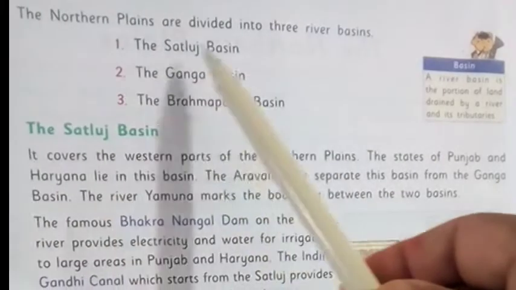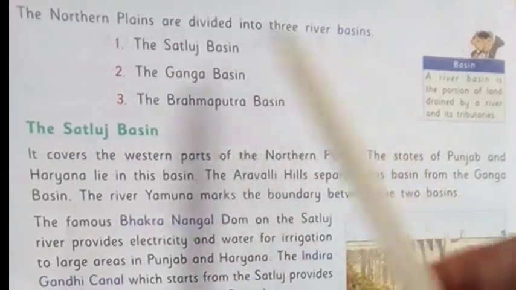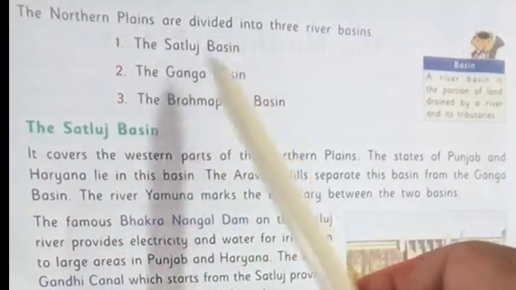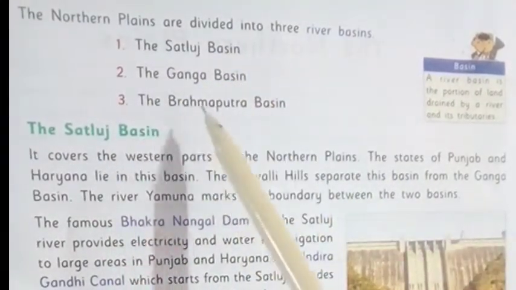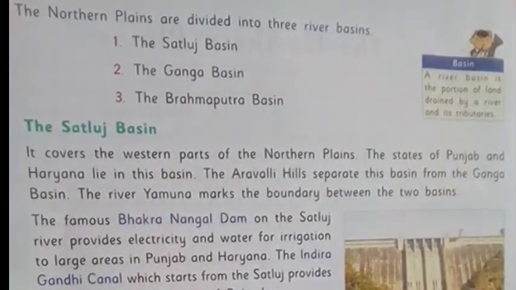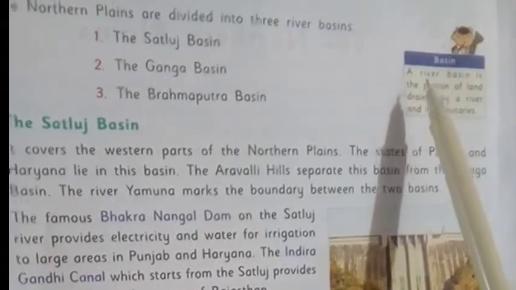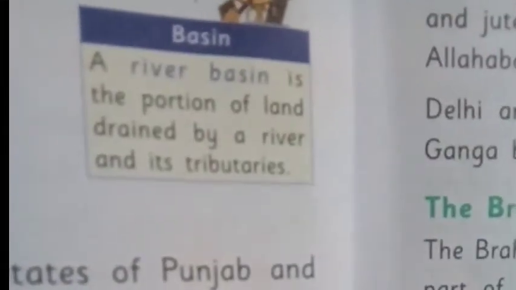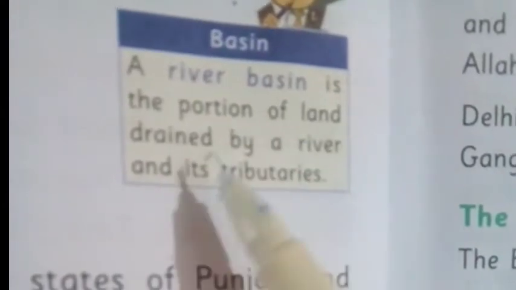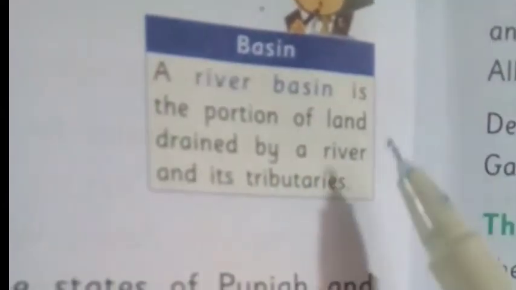The northern plains are divided into three river basins: the Satluj Basin, the Ganga Basin, and the Brahmaputra Basin. Now I'll tell you the meaning of basin. A river basin is the portion of land drained by a river and its tributaries.